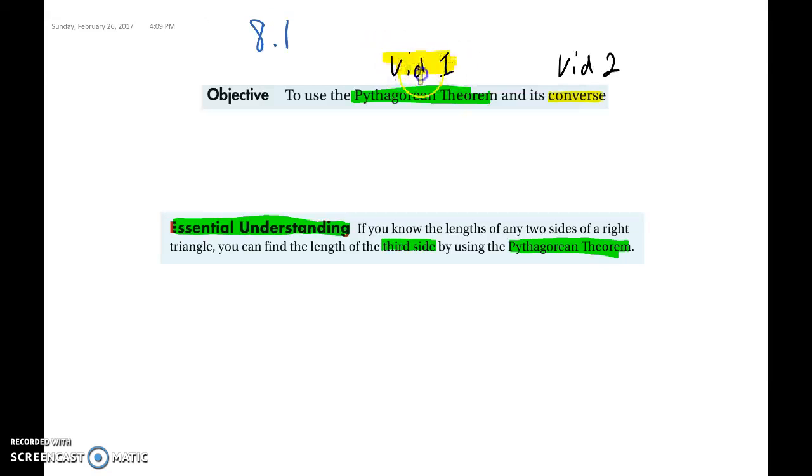All right, in the first video, we talked about the Pythagorean theorem. We solved the missing side of a triangle using the Pythagorean theorem, and we learned about Pythagorean triples. In this video, we're going to specifically talk about the converse of the Pythagorean theorem.